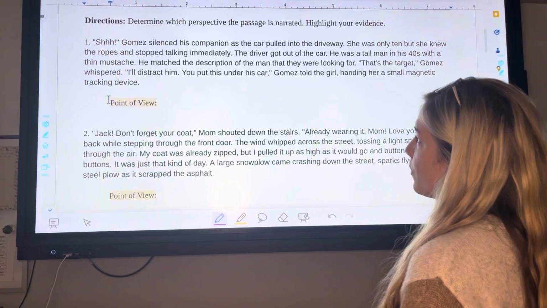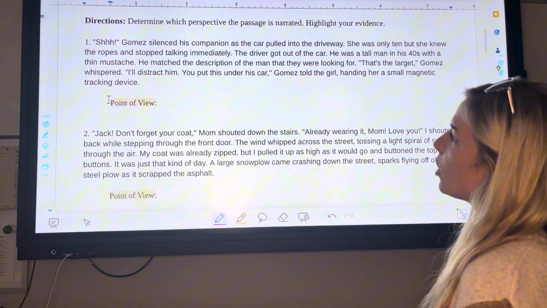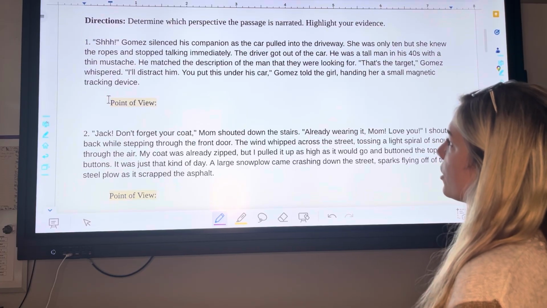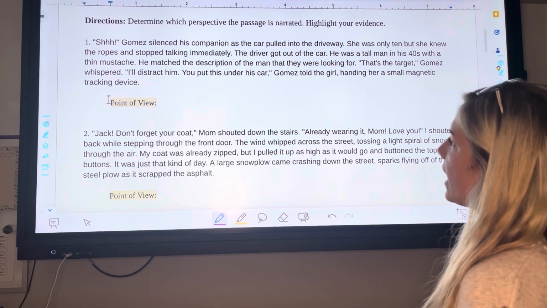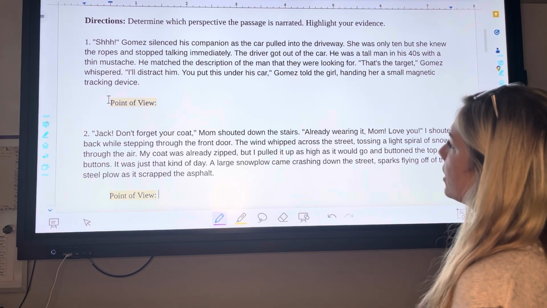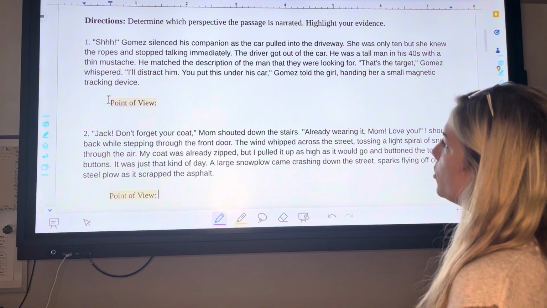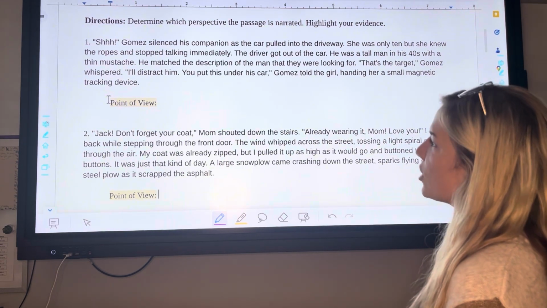Gomez silenced his companions as the car pulled into the driveway. She was only 10, but she knew the ropes and stopped talking immediately. The driver got out of the car. He was a tall man in his 40s with a thin mustache. He matched the description of the man that they were looking for. "That's the target," Gomez whispered. "I'll distract him. You put this under his car," Gomez told the girl, handing her a small magnetic tracking device.